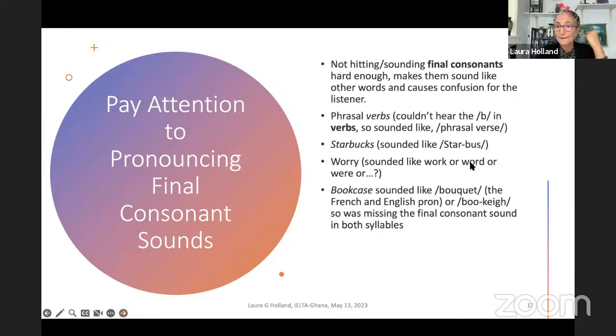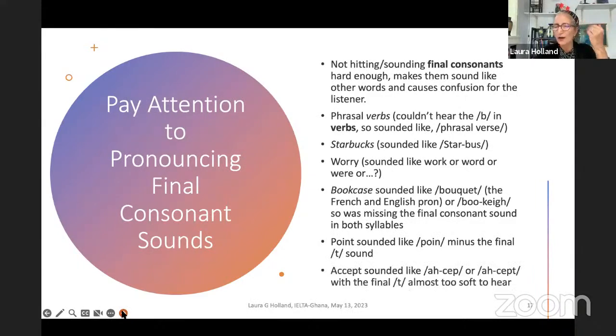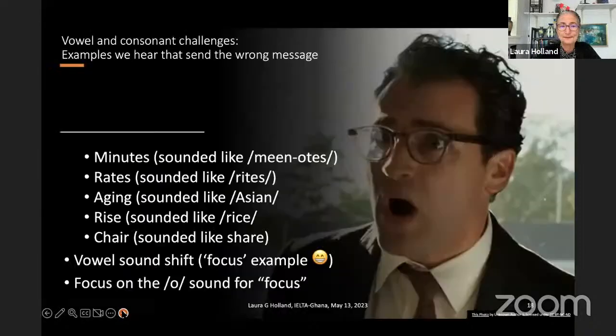So for them, the final consonant was missing in both syllables. Or the word point, sounding like poin, missing the t sound. So that could send the wrong message. Or accept, sounding like accep, with the final T too soft to hear. So these are all just examples of things that we want to be paying attention to, the final consonant sounds, because that will really help make our speaking and our pronunciation and our students' pronunciation a little bit clearer.